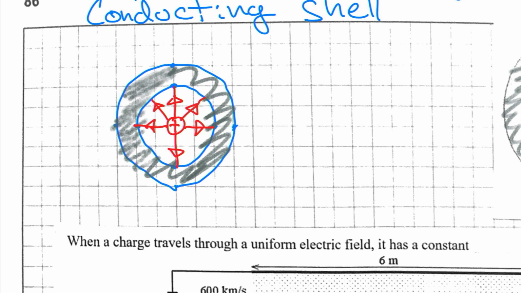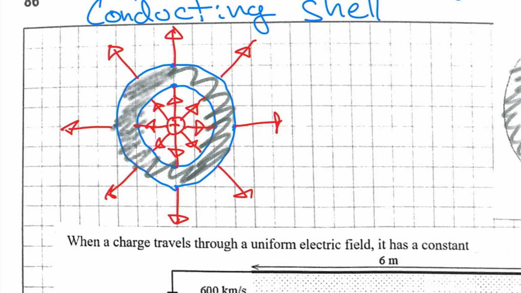This shell will become polarized. It's going to be negative on the inside because the electrons get attracted to that positive on the inside, and the shell is going to be positive on the outside, and electric field points away from a positive. The electric field will be 0 at the center of the shell or inside the shell, because inside of here there is no electric field at equilibrium. We'll talk more about that later.